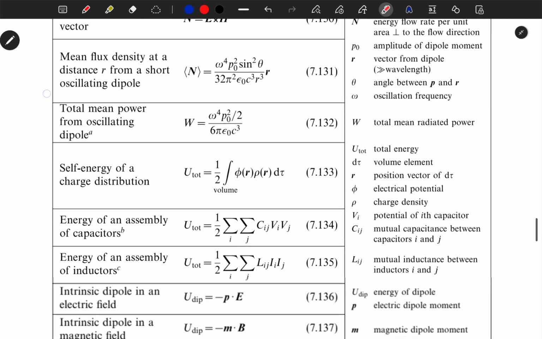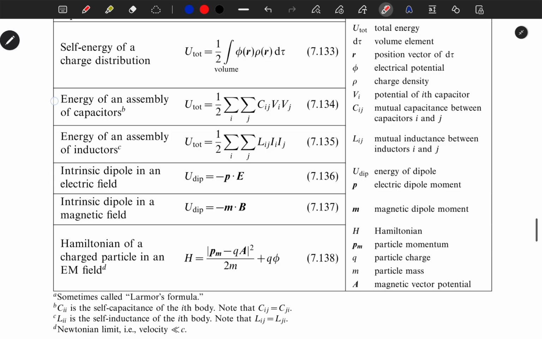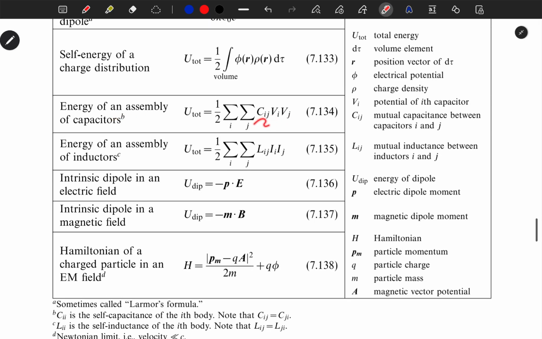Self energy of a charge distribution: U total equal to half of the integral of phi(r) times rho(r) d tau. Energy of an assembly of capacitors: half of C_ij V_i V_j. For an assembly of inductors, we have the same formula, just replacing C with L and V with I. Intrinsic dipole in an electric field: U, energy of the dipole, equal to minus p dot E. Intrinsic dipole in a magnetic field: U equal to minus m dot B.